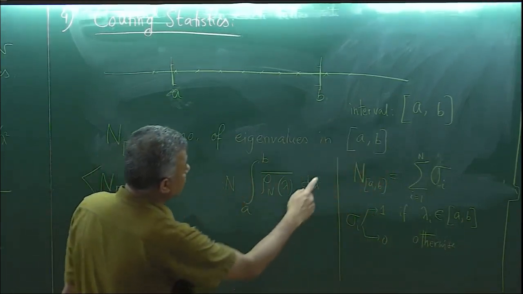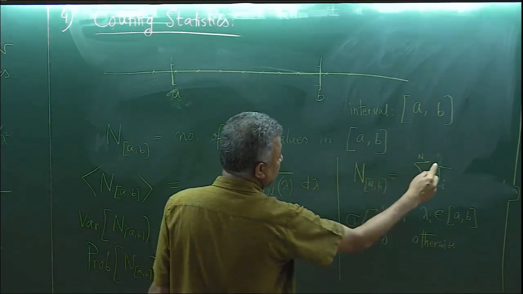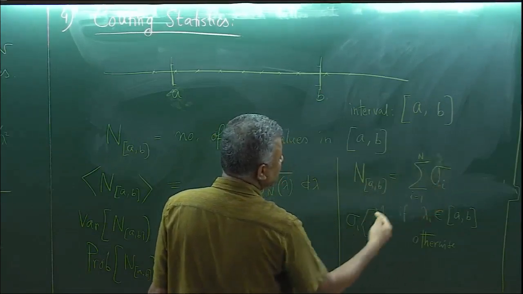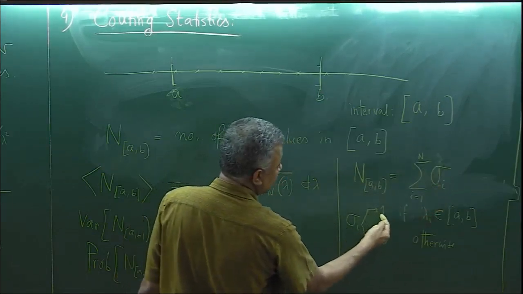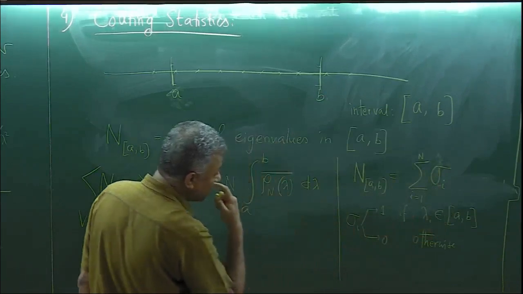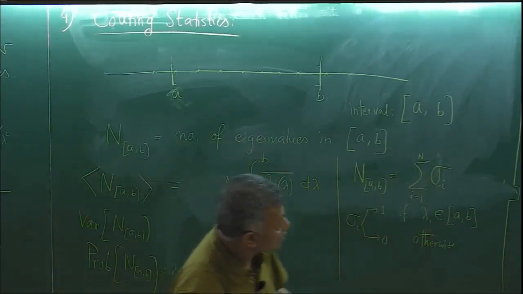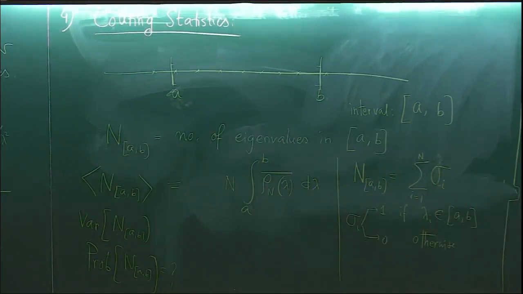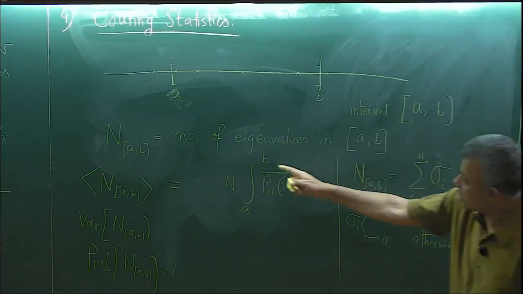So then when I take the mean average, that means mean sigma I. Mean sigma I is just the probability that it belongs to this interval AB, which is exactly this 1-point function, right? P of lambda, the marginal distribution, and therefore you get back this relation here.